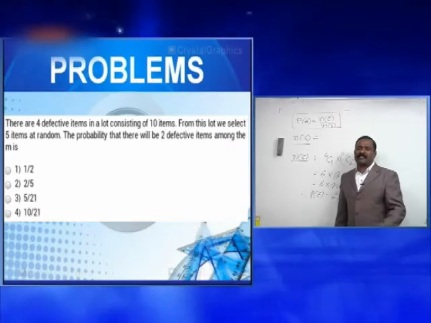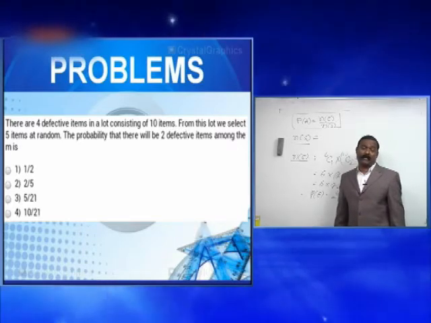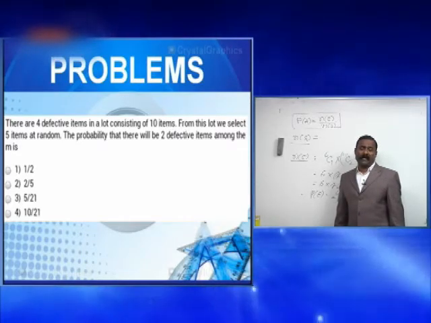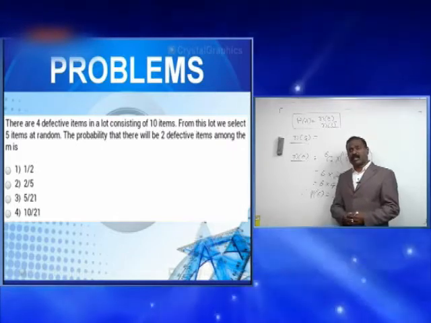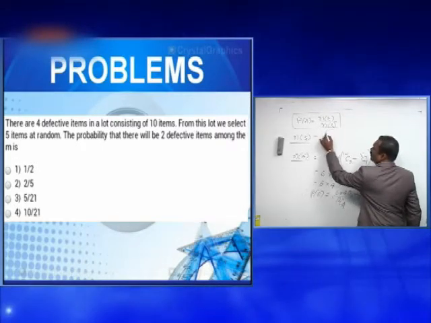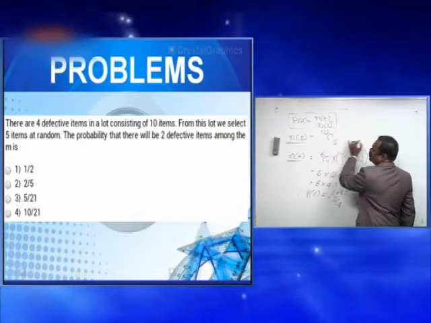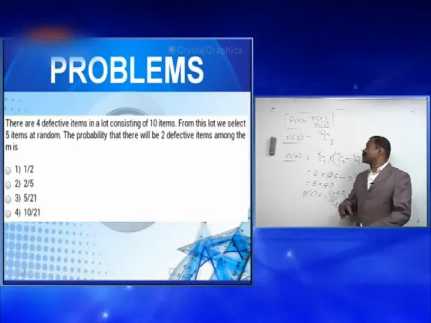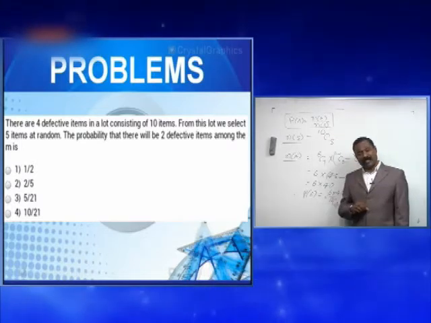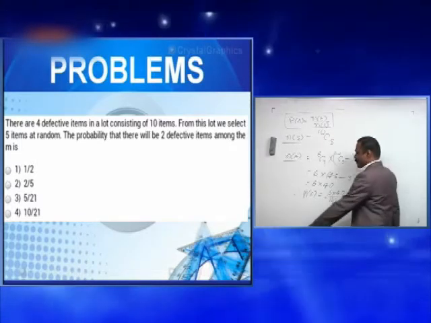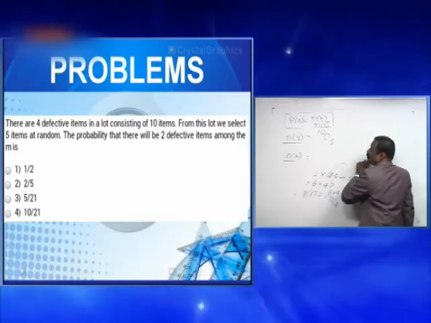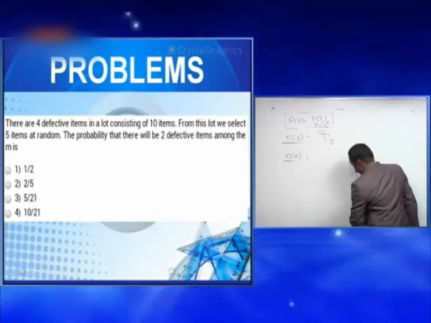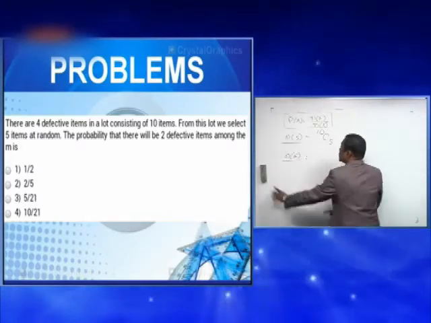5 items are taken at random. Go through the problem, please. See the problem. Read that. So, 5 are taken. Total number of items are 10. So, from 10, 5 are chosen. So, 10C5. That lot is consisting of 10 items, and from 10 I have taken only 5. It is 10C5. Now I have got the total number of outcomes.